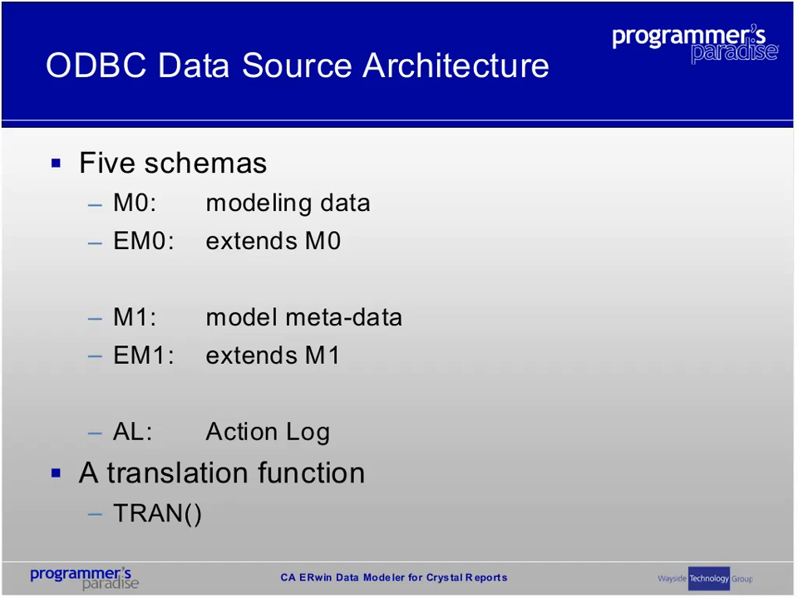So now I have 5 different things in there: M0, EM0, which is modeling data and which extends M0 data. I also have M1 data, which is model metadata. EM1 extends M1, and AL is an action log. We have a translation function in ERwin called tran, and the reason it's been added is because ERwin is big on using macros. And if you're using macros all over the place, translation would allow you to move back and forth from one schema to the other.